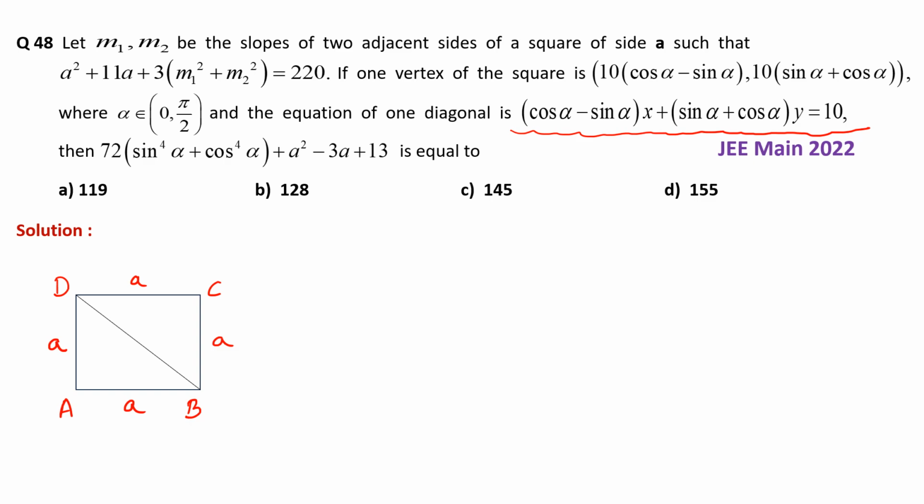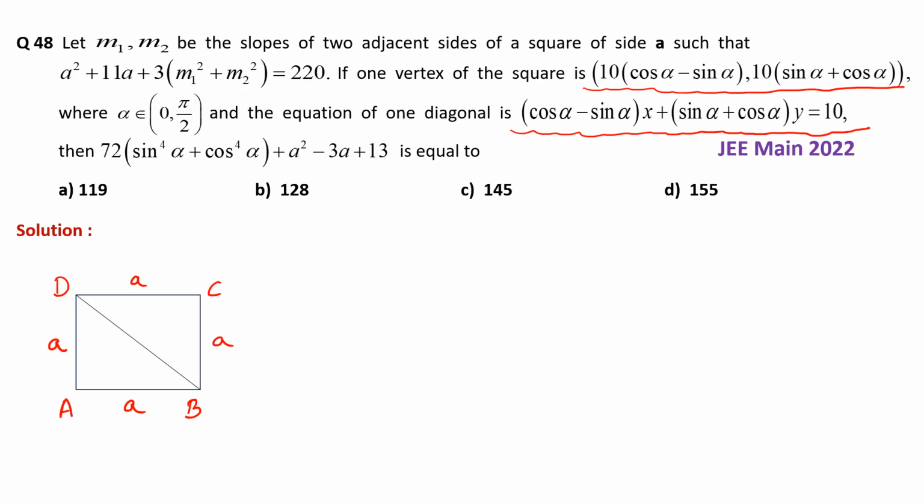Now we have been given one vertex of this square and the coordinates are in front of you. Now first of all we will check whether this vertex lies on the given diagonal or not. And for that purpose we will just substitute the coordinates of the vertex in the equation of the diagonal.